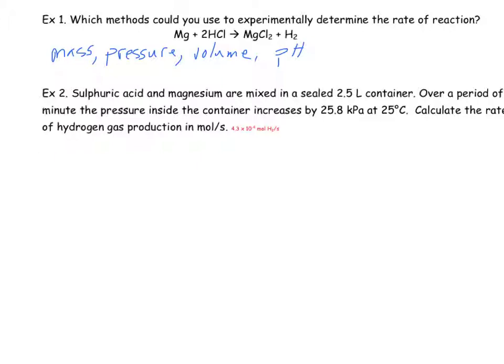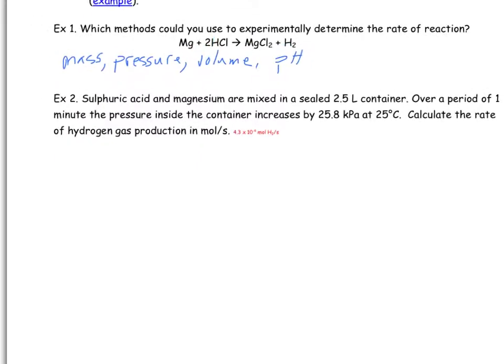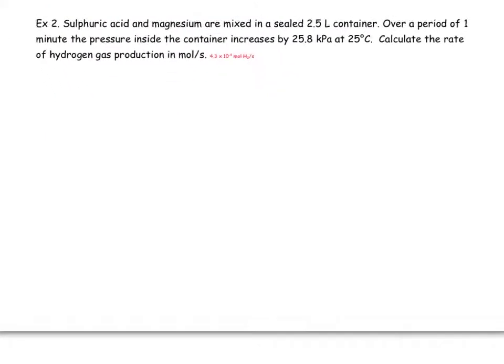Example 2 gives you some experimental data and asks you to calculate the rate. If you mix sulfuric acid and magnesium, you'll get a single displacement reaction making hydrogen gas. We mix them in a 2.5 liter container. Over a period of 1 minute, the pressure inside the container increases by 25.8 kPa at 25 degrees Celsius.